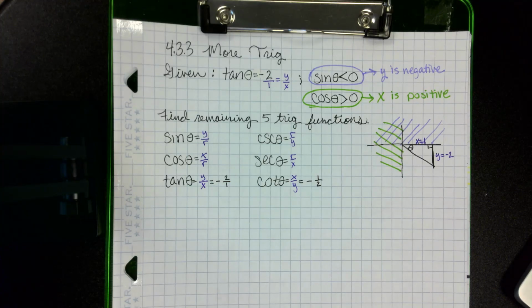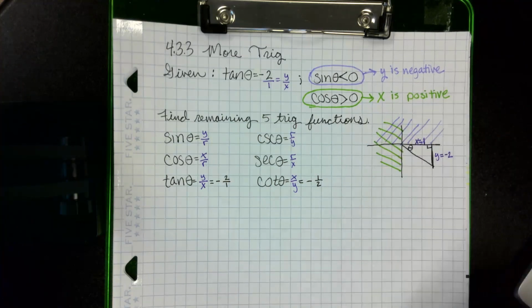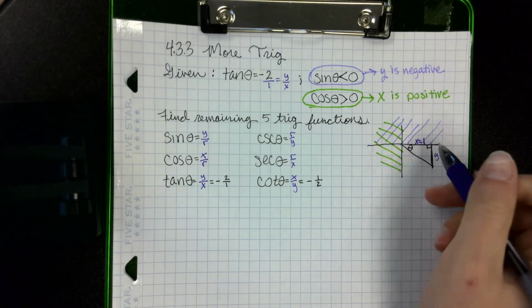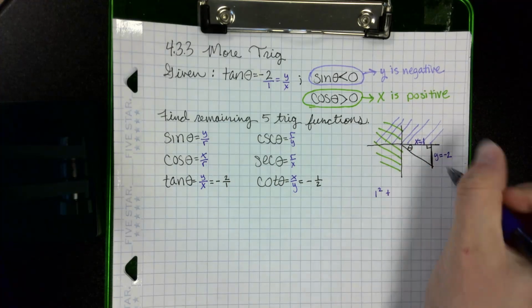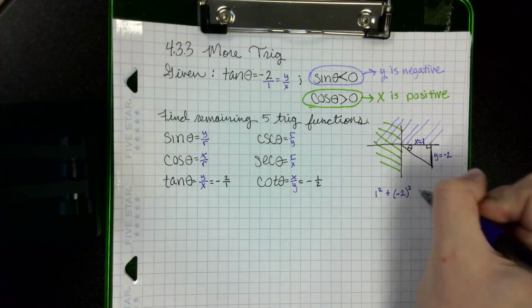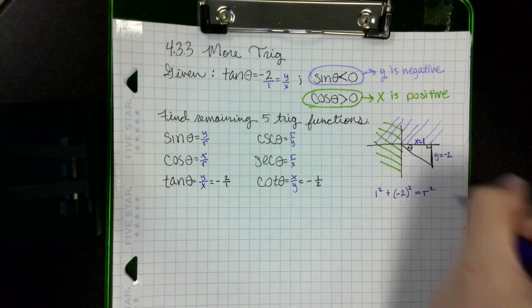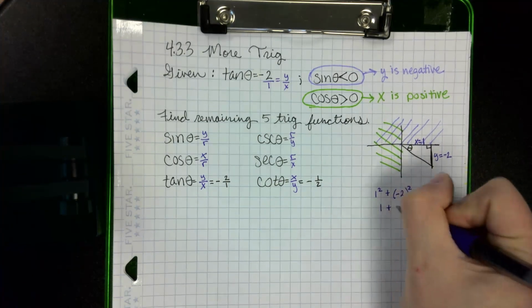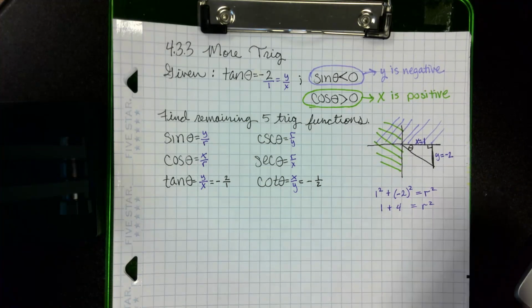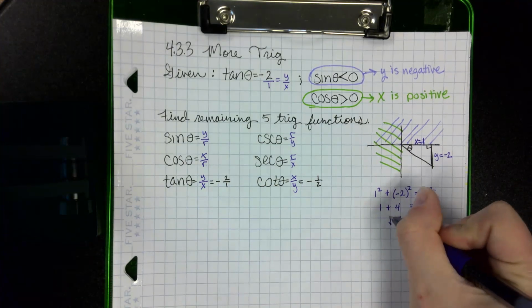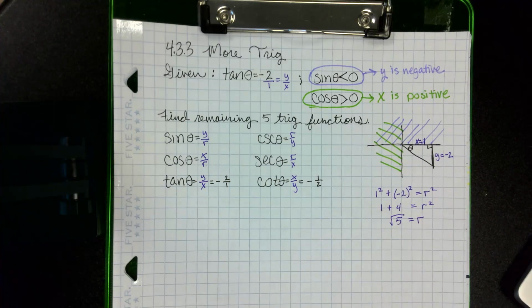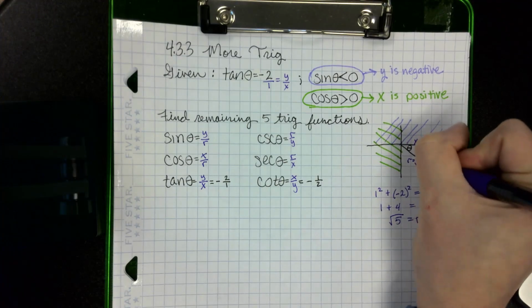And then we need to find the radius, because we need the radius for our sine and cosine values. So this is r equals something. We can use Pythagorean theorem for that. So 1 squared plus, make sure you use parentheses with your -2, -2 squared equals r squared. So 1 plus 4 equals r squared. So 5, and we can go and do the square root of 5 equals the radius. The radius is always going to be positive because it's a radius. You can't measure a negative radius. You just can't do it. So r equals square root 5.